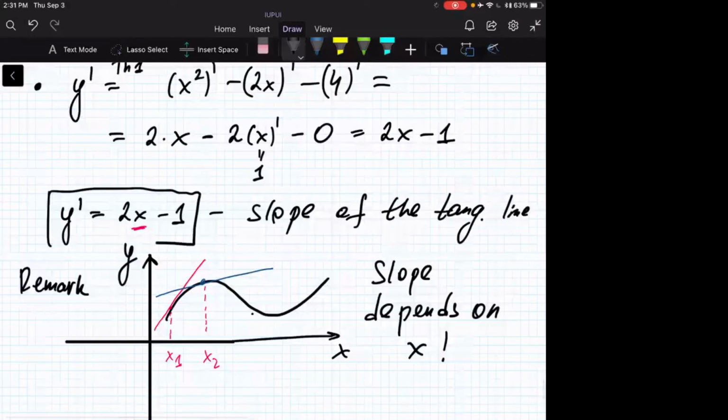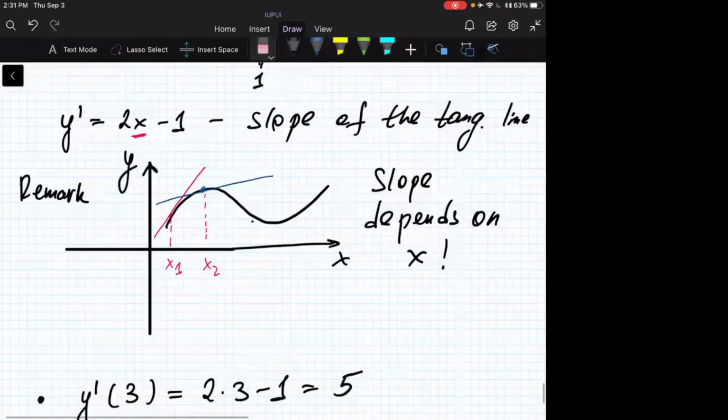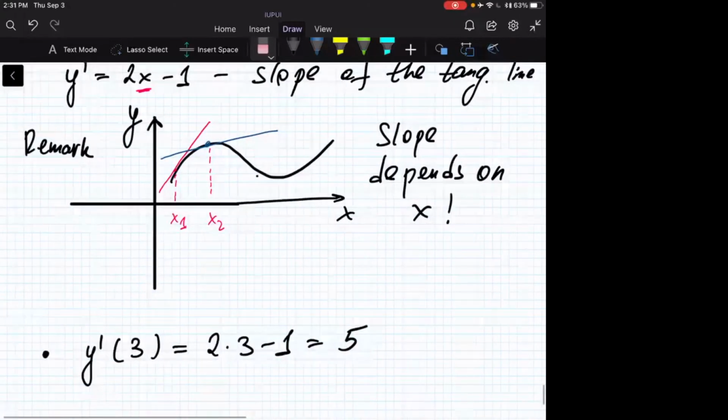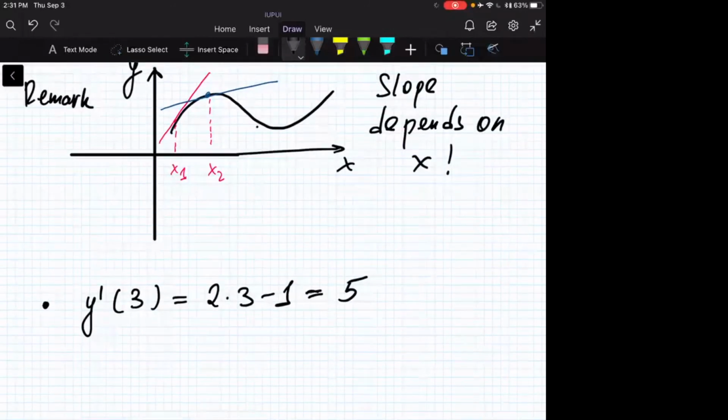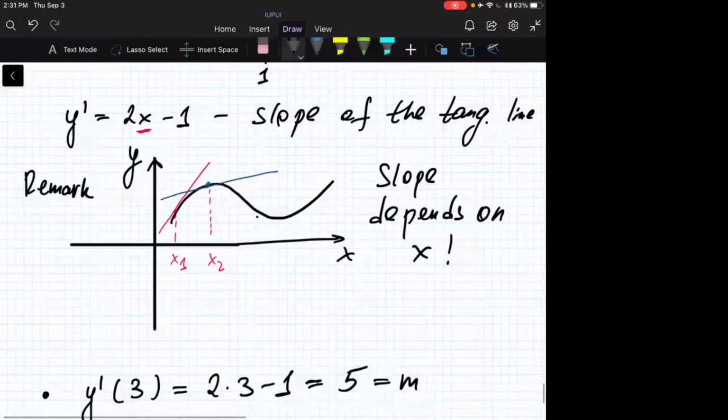So don't stop on this function. It's not the final answer for the slope. You should evaluate it at the specific point that is given. And that is also kind of common mistake that I have seen. Okay, this is my slope m.